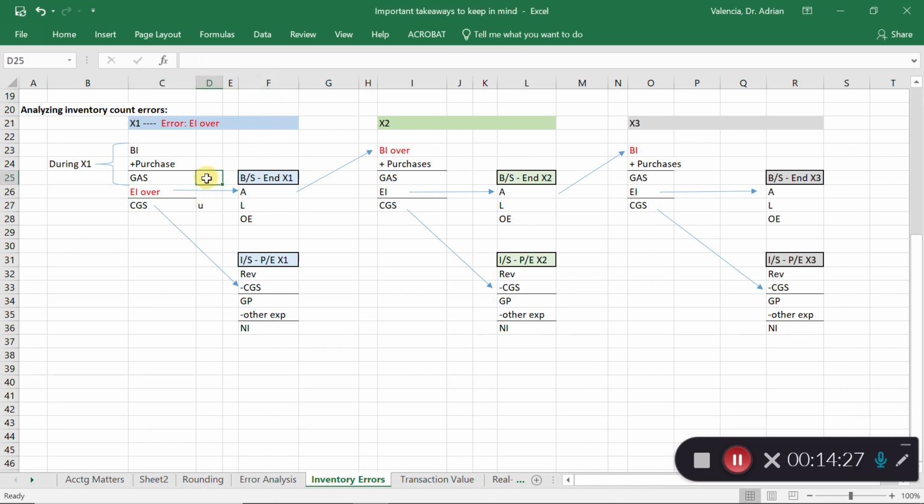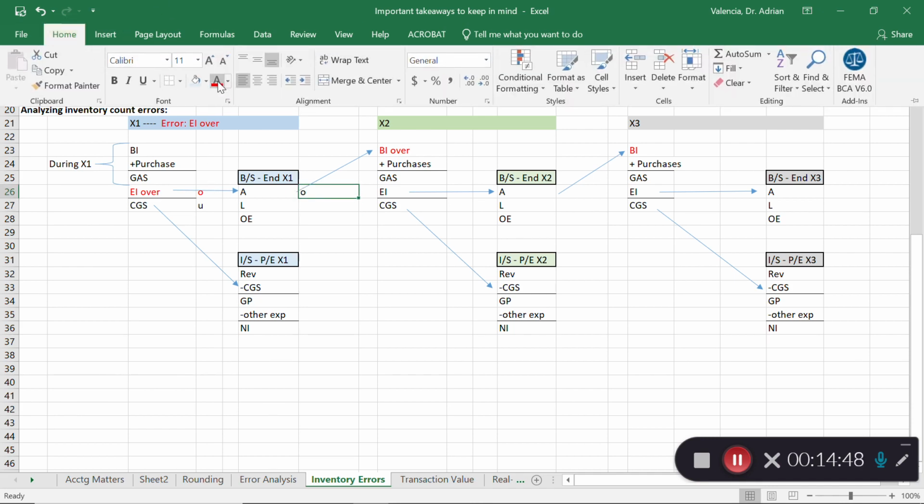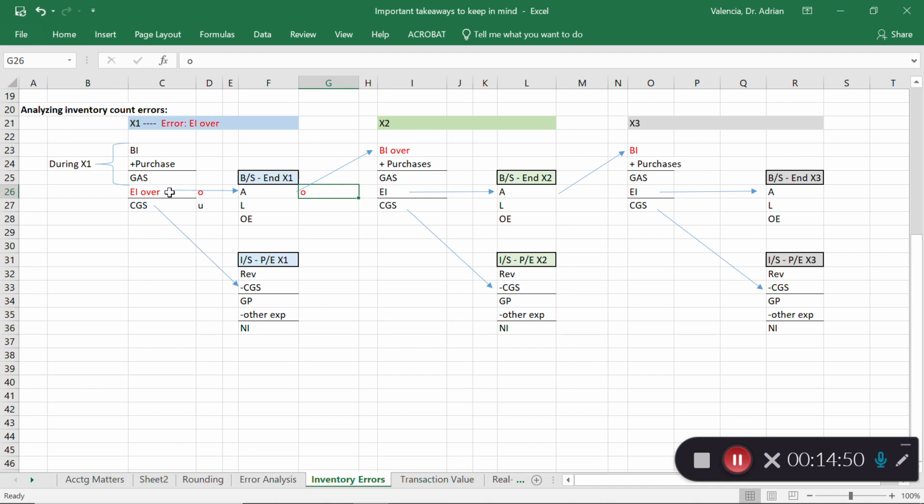Ending inventory is over, right? So I'm just going to put some little O's and U's. Automatically, if the ending inventory is overstated because we counted more, when we put it on the balance sheet, by default, the assets are going to be overstated as well. Right? That's from that error that we did by counting. So we would say if the ending inventory is overstated, well, our balance sheet, the assets is going to be overstated as well.